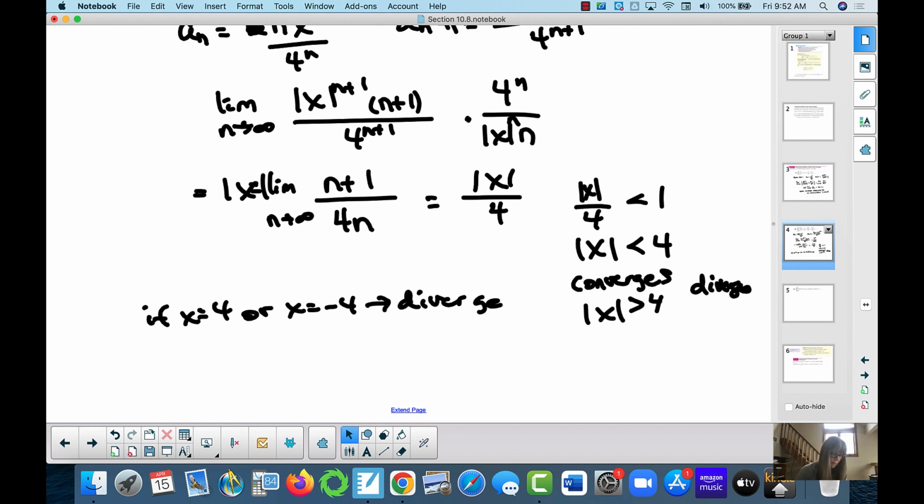So this series converges absolutely if x is between 4 and negative 4, and then it diverges outside of that interval.